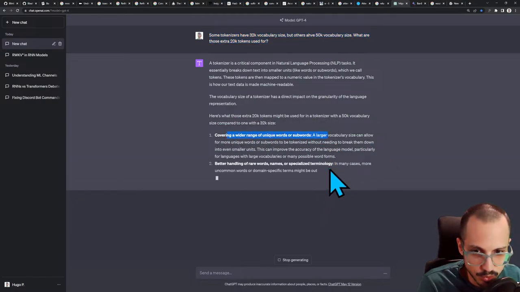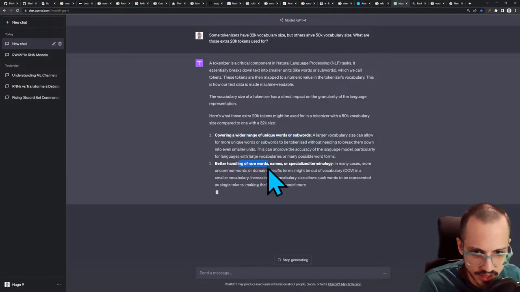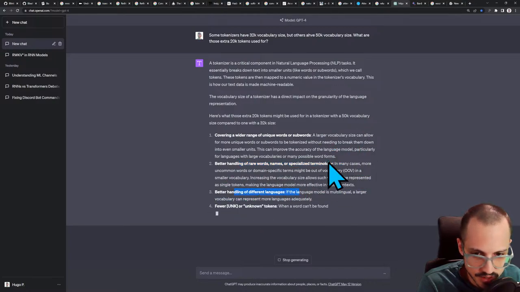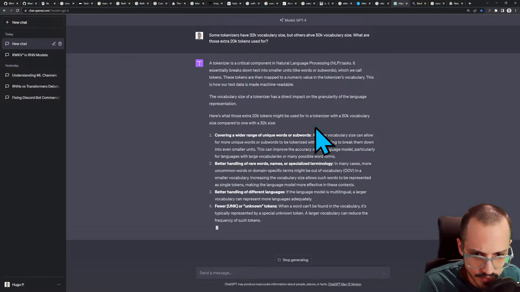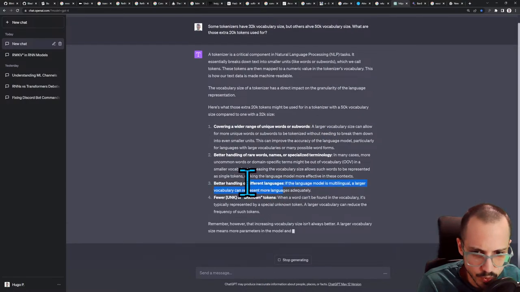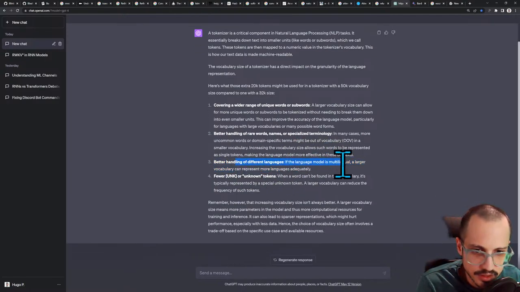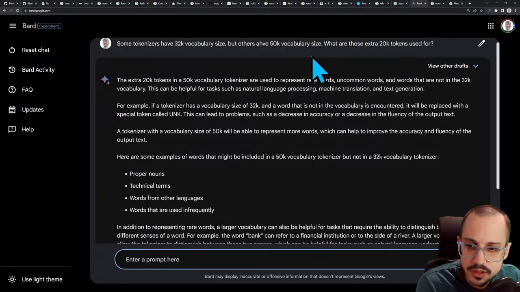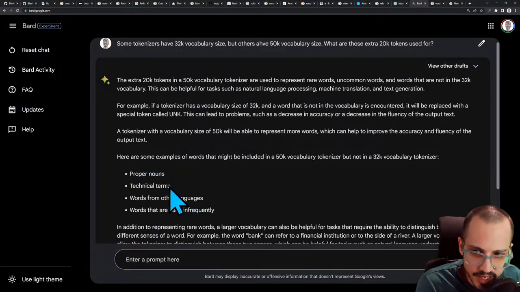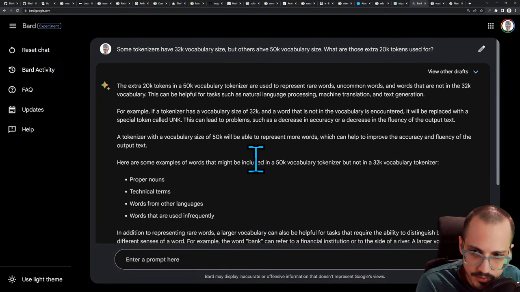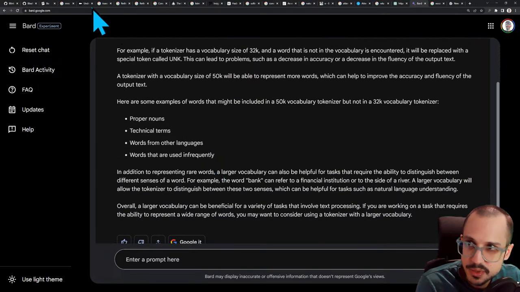Wider range of unique subwords. Better handling of rare words, names, or specialized terminology. Different languages. So it's probably just like weird umlauts. Proper nouns, technical terms, words from other languages, words that are used infrequently. Yeah, I guess that's probably what it is.